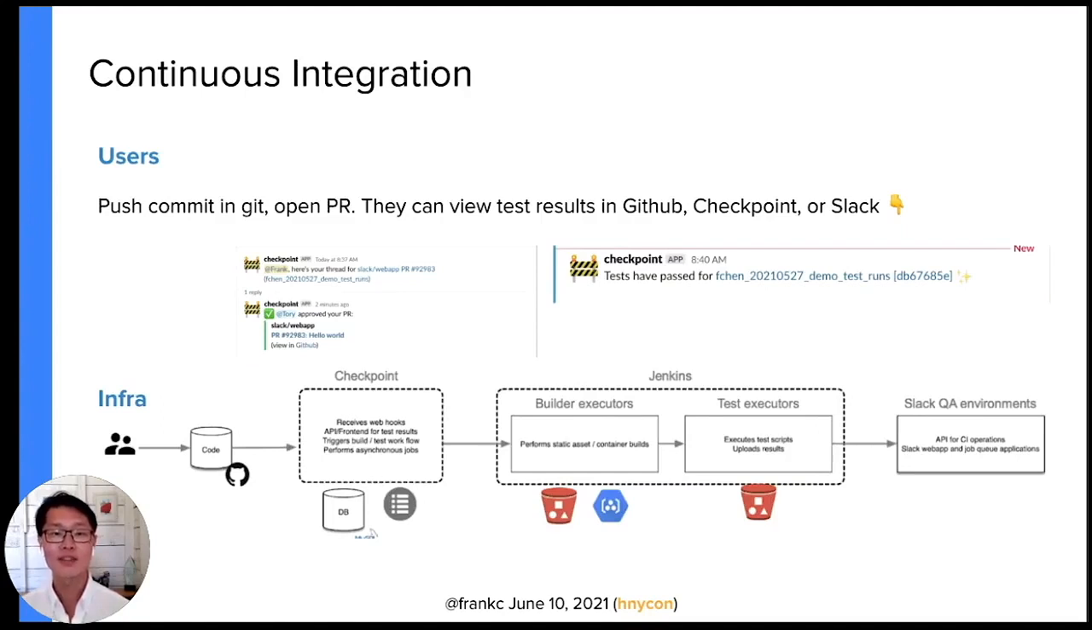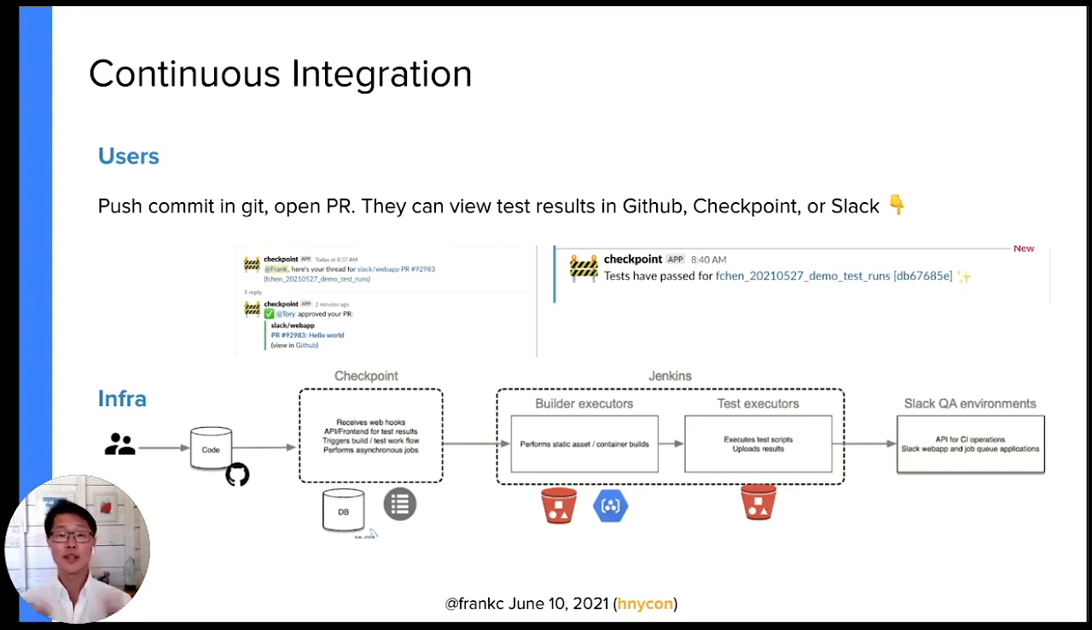Here's a very simplified view of our CI workflows for users and infrastructure. I'll use web app and E2E tests for purposes of illustration. Web app is where most engineers at Slack spend their development time. It ties together business logic from each client and dependent services. The CI workflow probably looks familiar.